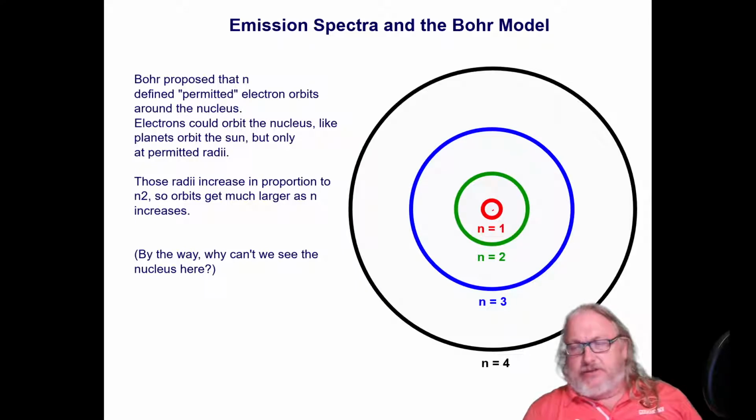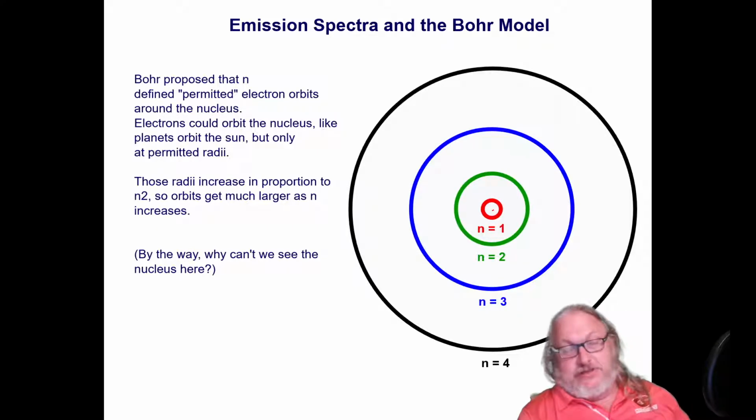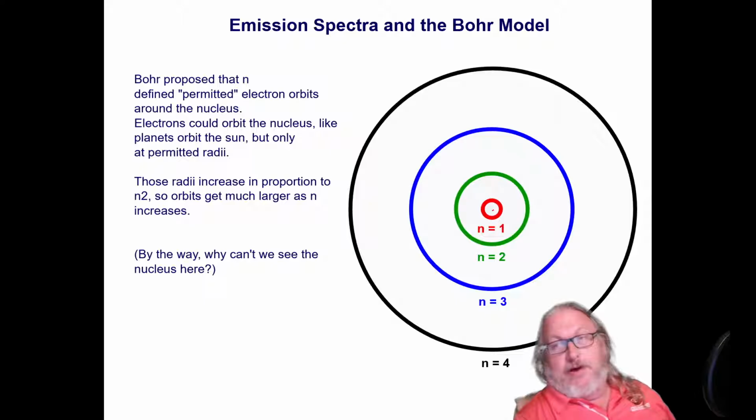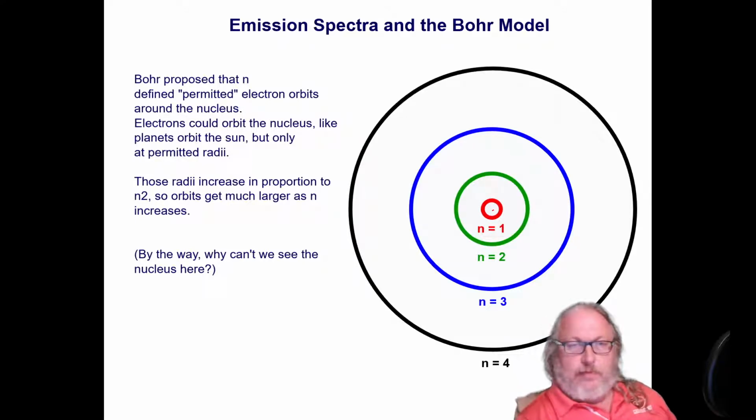Now, that raises a good point. Why can't we see the nucleus? Well, it's too small. If we were to see it in a scale model, it would be, I don't know, a piece of pencil lead right there in the center.